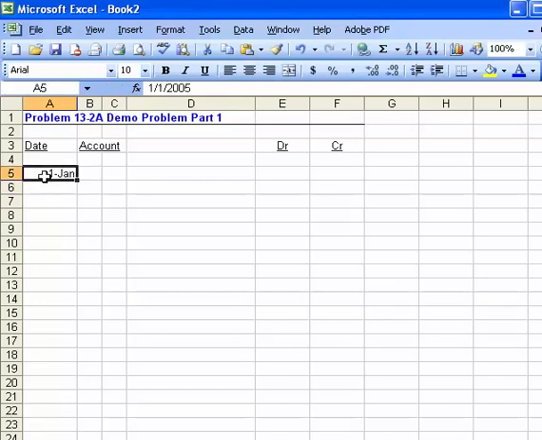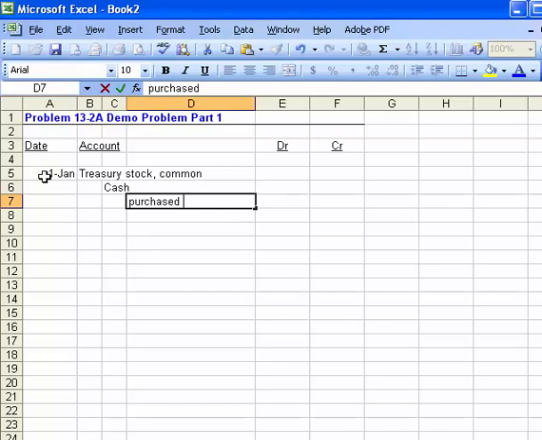January 1, and I'm not going to spend a whole lot of time with formatting. It's purchasing its own stock, so that involves a Treasury stock transaction. And we'll assume it's credited for cash. They tell us it's cash. And we want to label this as purchase Treasury stock.